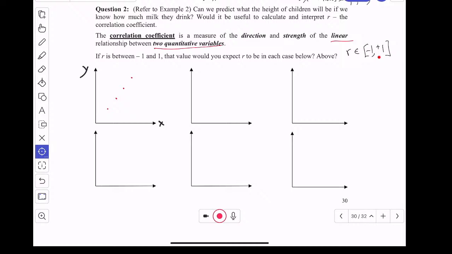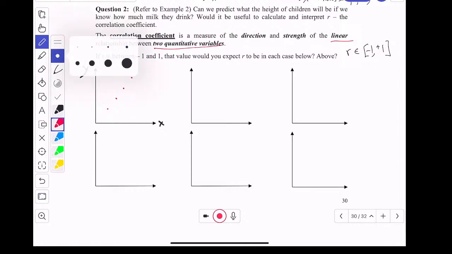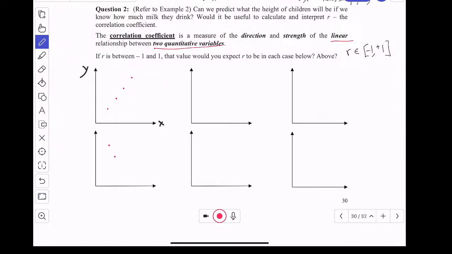If it's positive, it has a positive trend. If it's negative, it has a negative trend. If it's 1, it's perfectly linear. If -1, it's perfectly linear, but it has a negative trend. So these are the extreme cases here. So here, R would equal +1, and here R would equal -1.